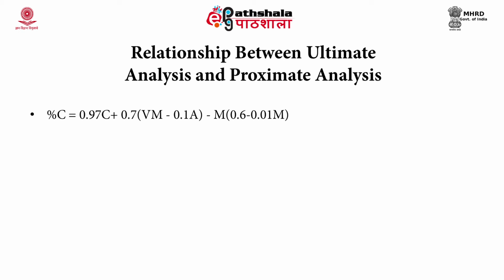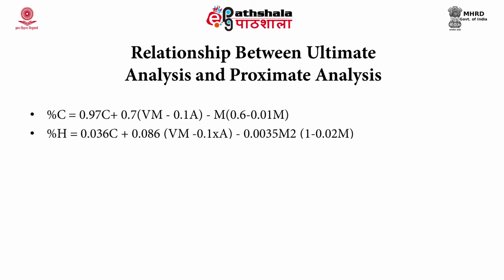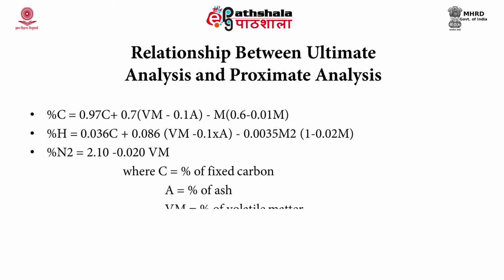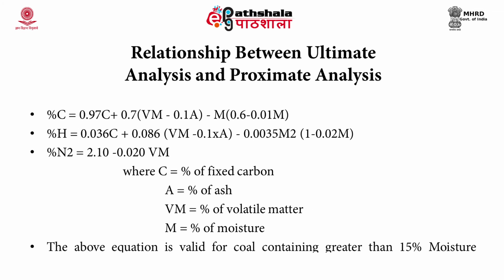So, from this fixed carbon we can find out the percentage carbon. Similarly, percentage hydrogen is equal to 0.036 multiplied by carbon percent, plus 0.086 multiplied by the difference of the volatile matter and the product of 0.1 and ash content, deducted by 0.0035 M squared multiplied by (1 minus 0.02 M). And nitrogen, the percentage N2, is equal to 2.10 minus 0.020 Vm, and this equation is only valid for coal which contains greater than 15% moisture content.